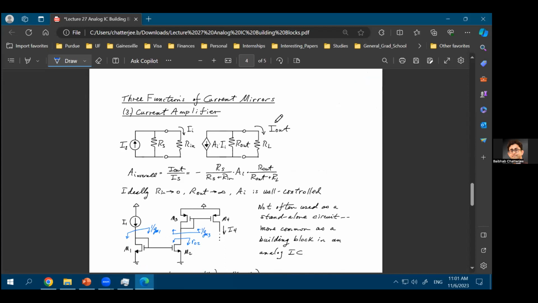Someone asked about current amplifiers in one of the previous lectures. I think, Alessandro, you asked how do you create a current amplifier? So current mirrors, if you have a ratio which is more than 1, can work as a current amplifier.